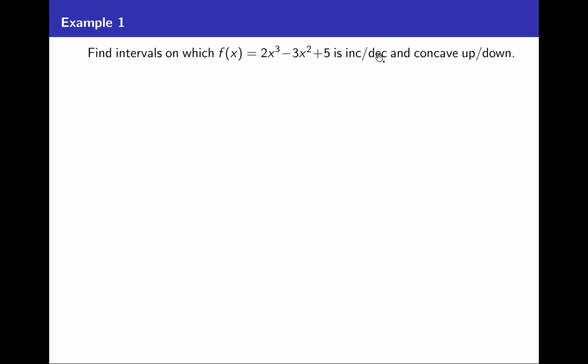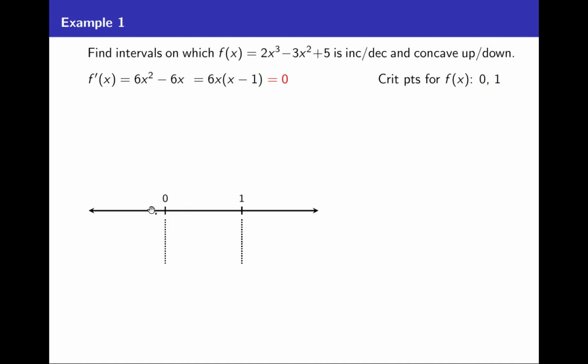Let's begin with increase, decrease. We already know how to do that. To find where f is increasing or decreasing, look at its derivative, 6x squared minus 6x. And we want to find the critical points. So we factor that and set it equal to 0. And you can see the critical points of f are going to be x equals 0 and x equals 1. So those two critical points of f, 0 and 1, divide the domain of f into 3 intervals as indicated here.